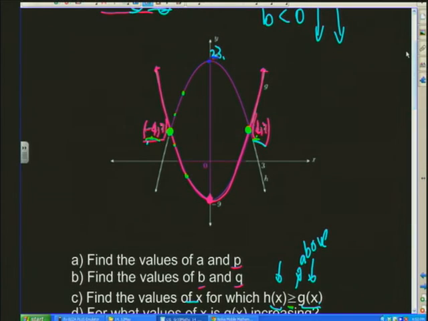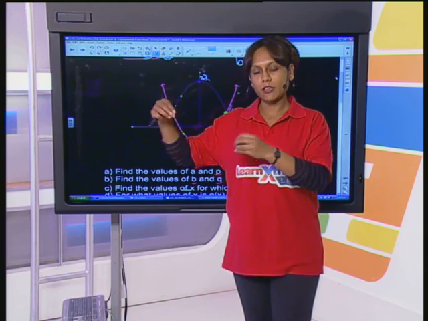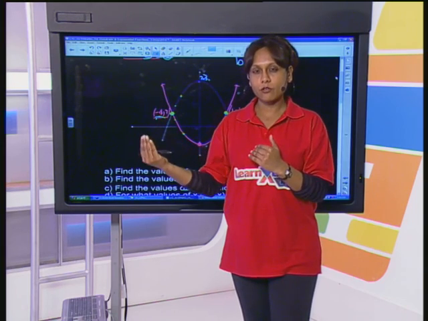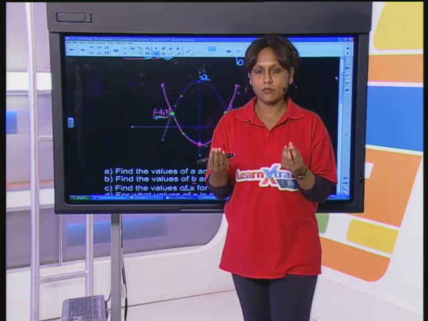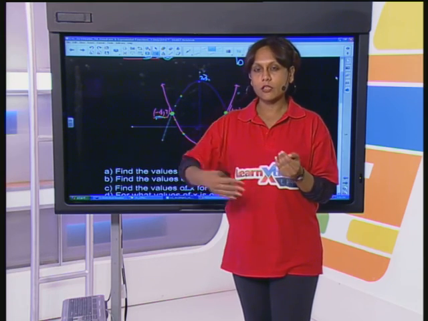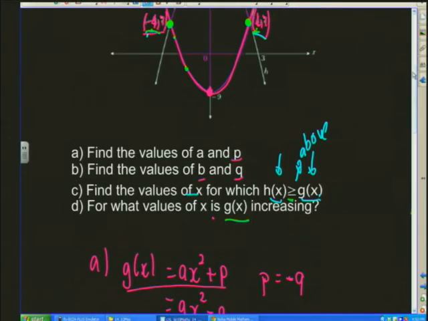Okay. All right, so for what values of x is g of x increasing? When we're looking for an increasing function, what does that mean? That means that as x gets bigger and bigger, as the x values increase, your y values increase. That's the definition of an increasing function. As x is increasing, your function is increasing. All right? Let's look at the graph of g.